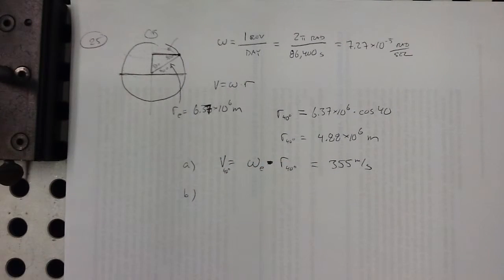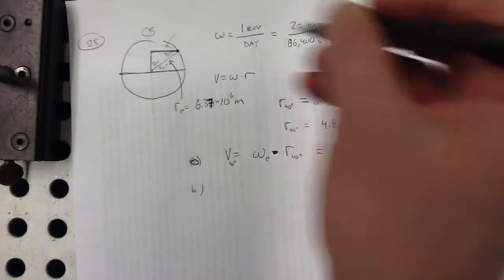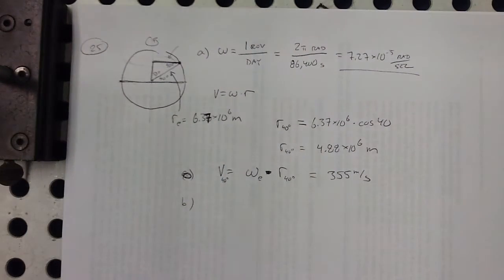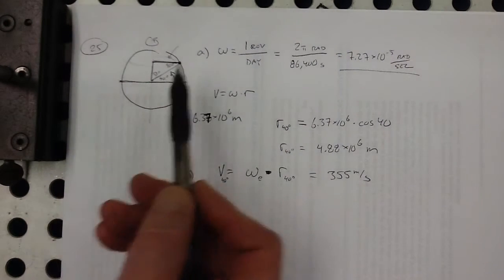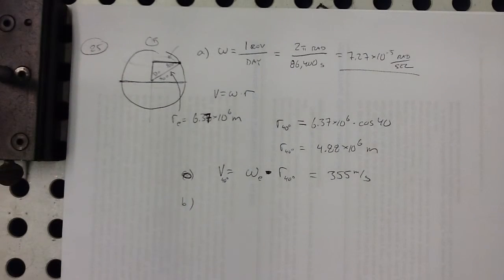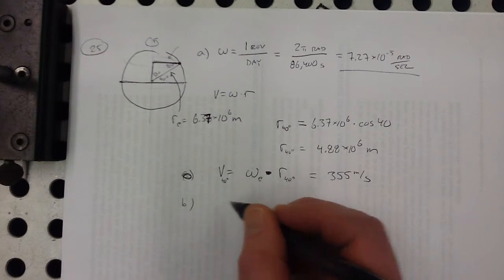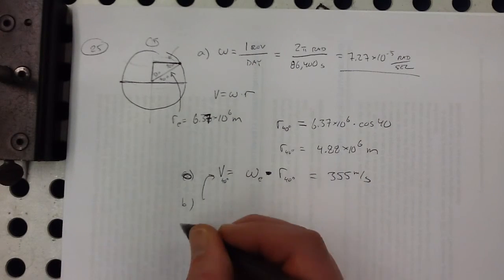is, what's the linear speed of the point? Oh, wait a minute, what was part A? Oh, part A, sorry. This was part A. Find the angular speed, and that's true for any point on the Earth. On a rotating body, the angular speed is the same for everything on it. That's why that angular speed is so useful. So part B, that's this.